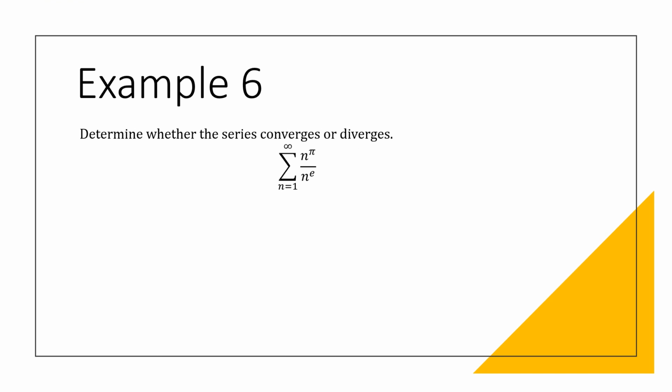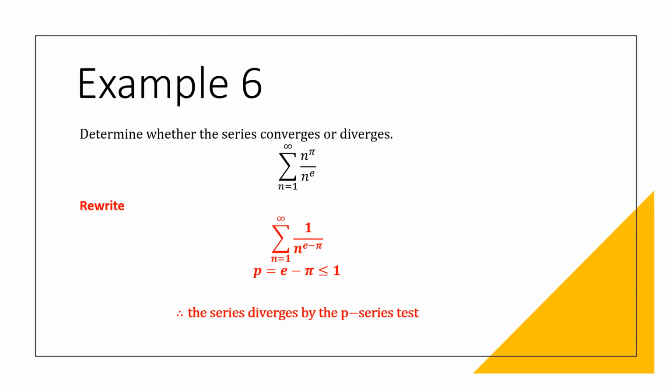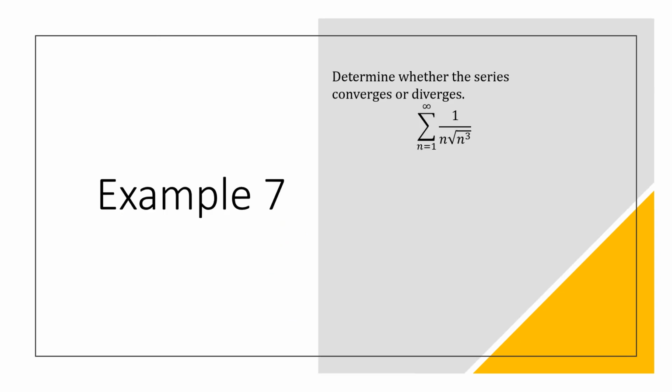All right, next we have determine whether the series converges or diverges. The sum from n equals 1 to infinity of n to the pi over n to the e. First thing I'm going to do is rewrite this to make it look more like a p-series. And so I have 1 over n to the e minus pi. And so my p in this case is e minus pi. We know that e is like 2.7 and pi is 3.14 or whatever. And so I know when I subtract that, it's going to be less than or equal to 1, which tells me that the series diverges by the p-series test.